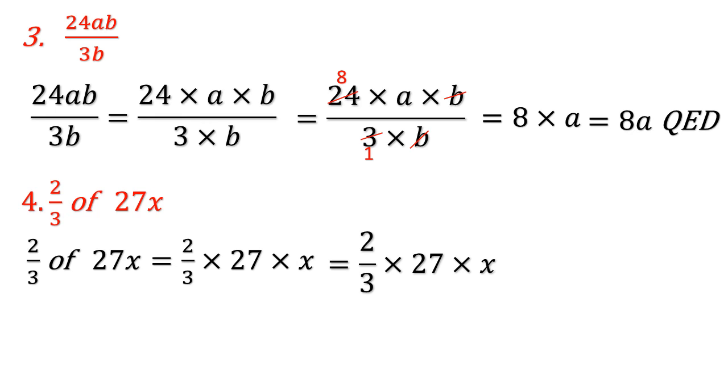So we're going to reduce it from here, reduce it to the lowest. 3 into 3 how many times? 1 time. 3 into 27 how many times? 9 times. So what are we left with? We are left with 2 times 9 times x. You multiply 2 times 9 times x, it's going to give you 18x. Let's take our next example.